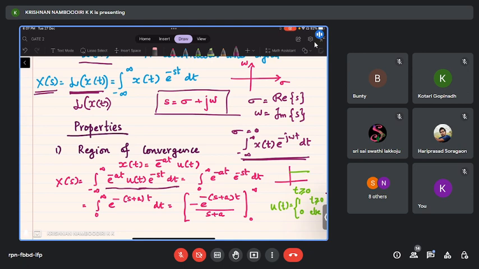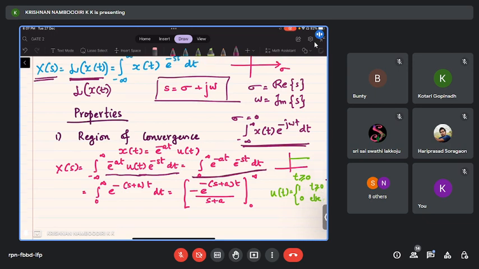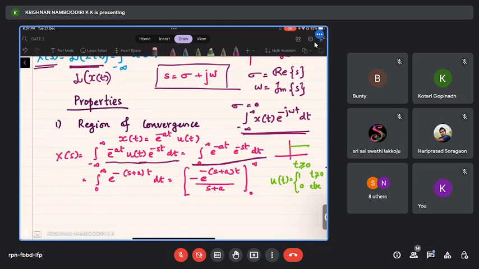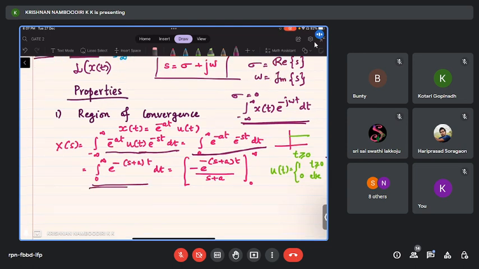Since u of t is 0 whenever t is negative, I can change this integral from 0 to infinity, and since u of t is 1 when t is between 0 and infinity, I can write this integral like this: integral 0 to infinity e power minus at into e power minus st dt. So I can write that like this, e power minus of s plus a into t.